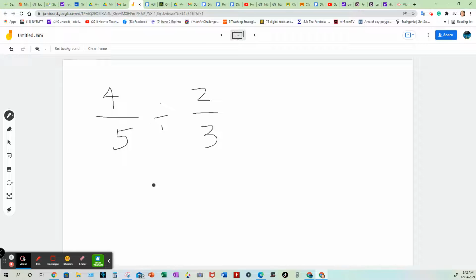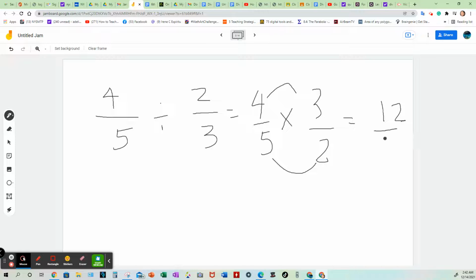Now let's do 4/5 divided by 2/3. So we keep 4/5, then division, change it to multiplication, and 2/3 becomes 3/2. Then we multiply across. 4 times 3 is 12, and 5 times 2 is 10. And we can still simplify, they're both even numbers. So 12 divided by 2 is 6, and 10 divided by 2 is 5.